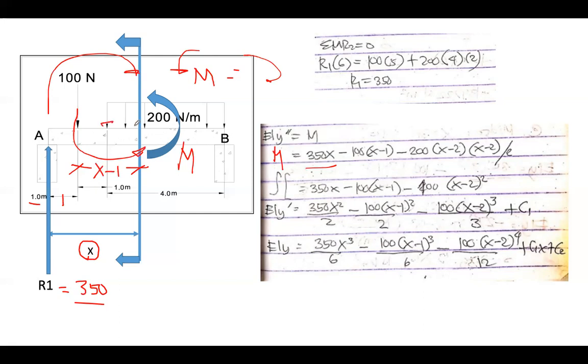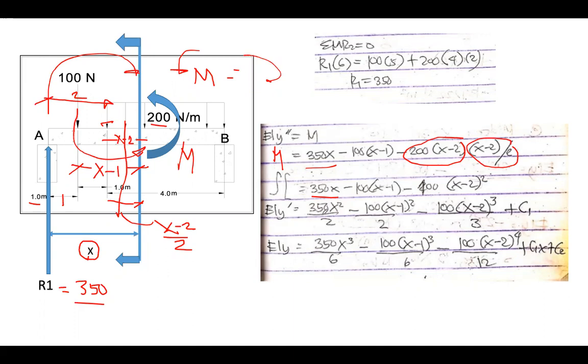The remaining here is 200. The distance from here, this is 1, this is 1, becoming 2. So this is x minus 2. So minus 200, times x minus 2. This is just the resultant load. Half of that is the moment arm, so this is x minus 2 over 2. So we simplify: this becomes 350x, minus 100 times x minus 1, minus 200 divided by 2 is 100, times x minus 2 squared.